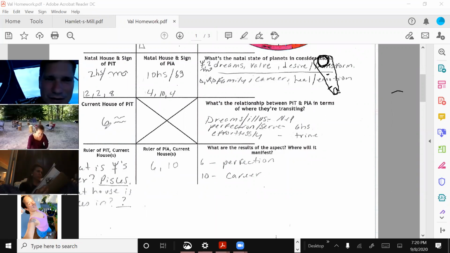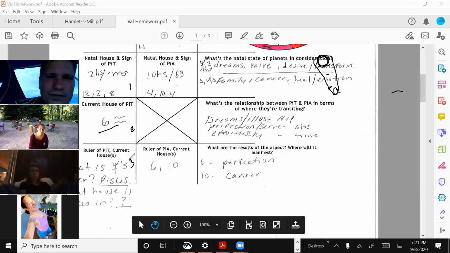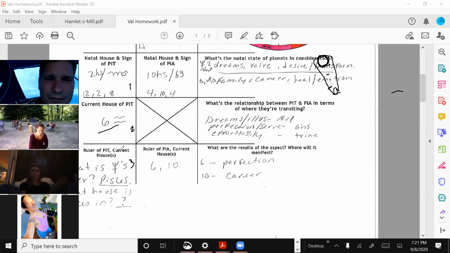Where are you stuck? So this here, or here? I've got the natal house and sign of Pitt and natal house and sign of PIA. I've got the current house of Pitt. I've got all that. What I'm trying to figure out is what are we looking for? Because this says ruler of Pitt, current house, ruler of PIA, current house. Then you took away the current house on both of them, and then you just said look for the ruler of Pitt and PIA. But then you said it's not the ruler, it's a house. So I don't know which one it is.